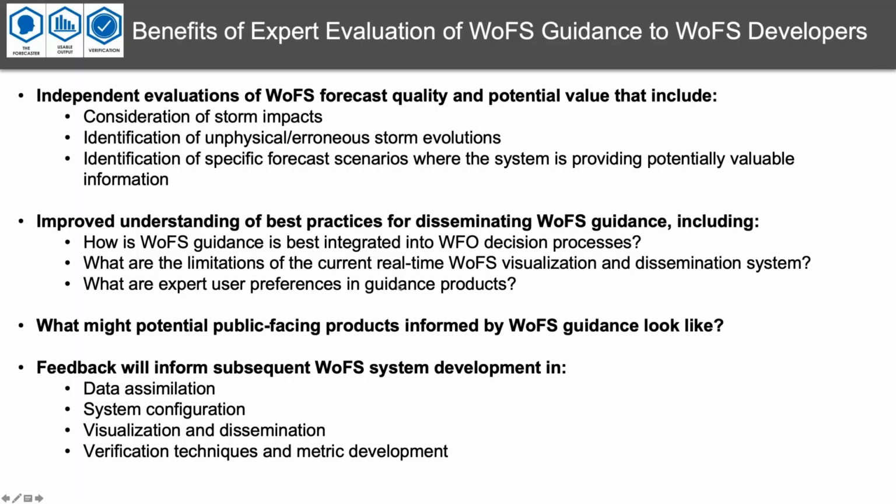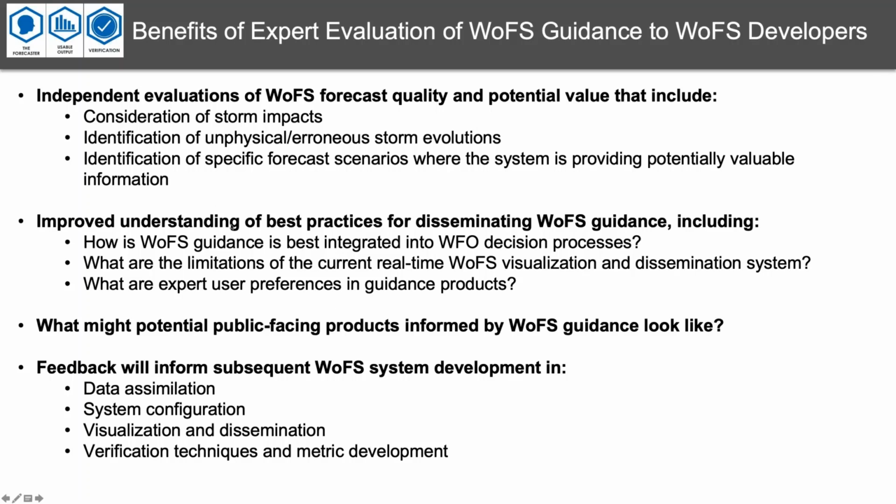Also thinking about the limitations of the current system that we have. So the way in which it's visualized, the way in which it's disseminated. It is a web viewer right now. We're working with a developer who's trying to get it into AWIPS. That will be some time yet, but that's something we're working on. And what are the expert user preferences in the guidance products? Like I mentioned, there's a lot of guidance products that are available, but what is most useful to forecasters? And when it comes to the time when it's implemented into AWIPS, if we can only have a subset of products, what do you want to see?